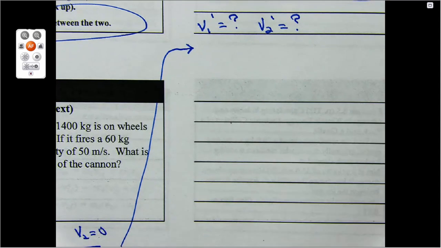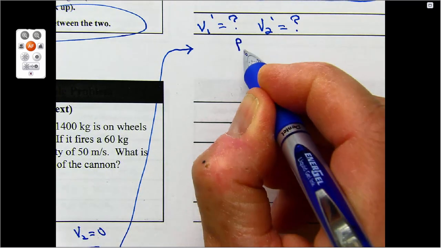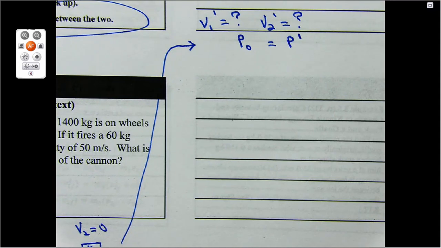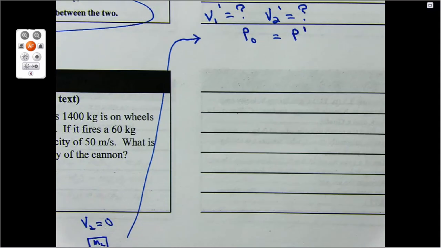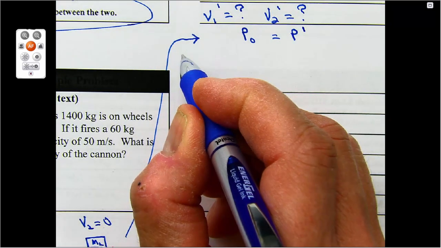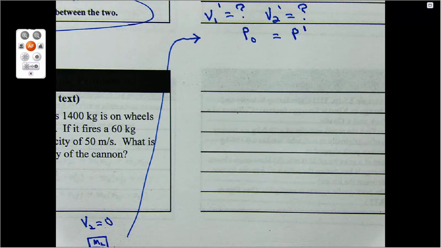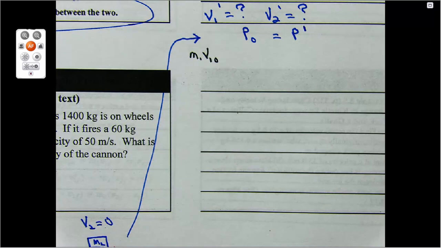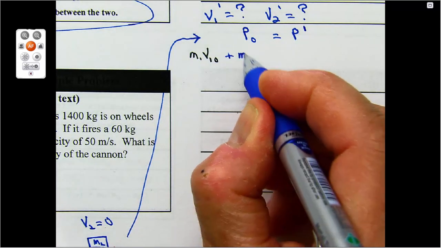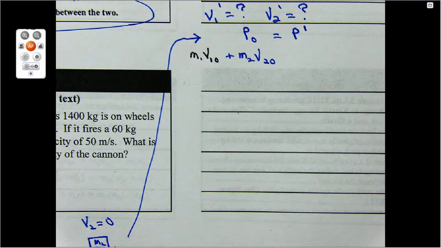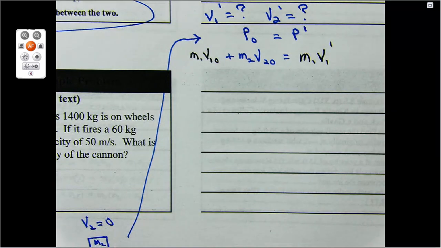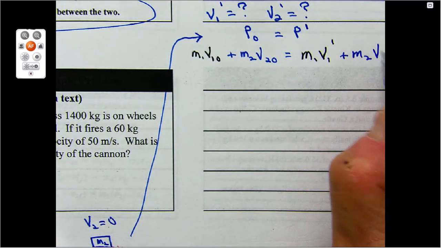And I'll use some different colors here. So we know that the momentum initial is going to be equal to momentum final, prime. So I've got to keep track of everything. So I'm going to go M1 V1 initial plus M2 V2 initial should equal M1 V1 prime plus M2 V2 prime, right?